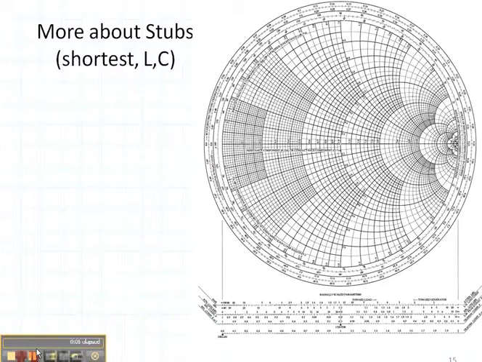Now that I've shown you how to design both series and parallel stubs, let's talk about what we can do to make the stubs the shortest possible length, or to make stubs inductive or capacitive. Let's start with our series case.